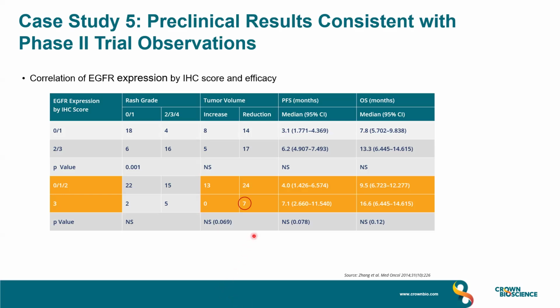And here you can see all 7 patients in that high EGFR expressing category, out of all of the 44 gastric cancer patients, showed a reduction in tumor volume, when compared to 37 of the low expressing patients with low EGFR. Only 24 showed a reduction.